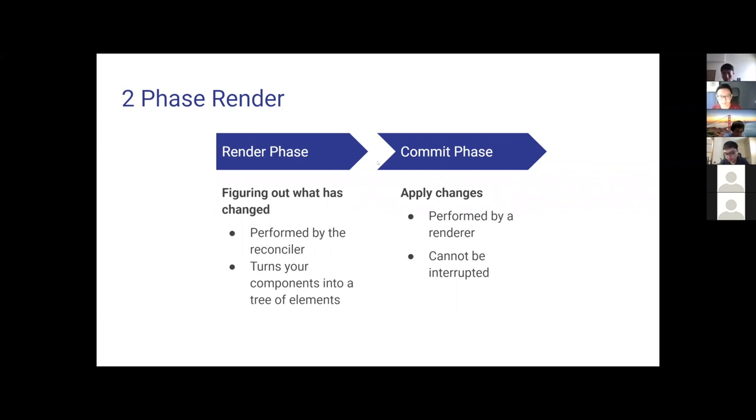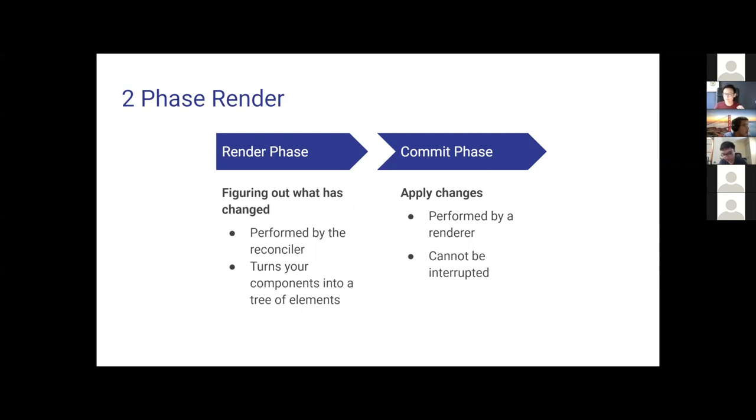Currently, in legacy mode, or sync mode, there are two names, right? In the current React that everyone's using, neither of these phases can be interrupted. When you click a button and you have a state update, your component will render and you immediately commit. Both the render phase and commit phase are done together and cannot be interrupted. So you just do everything in one shot. But this can be really expensive.